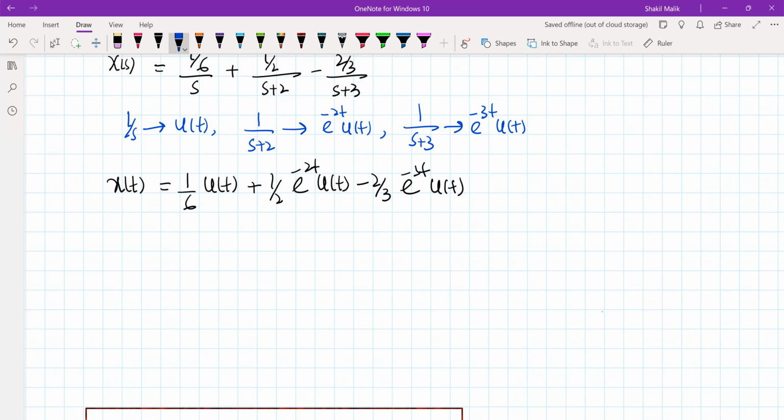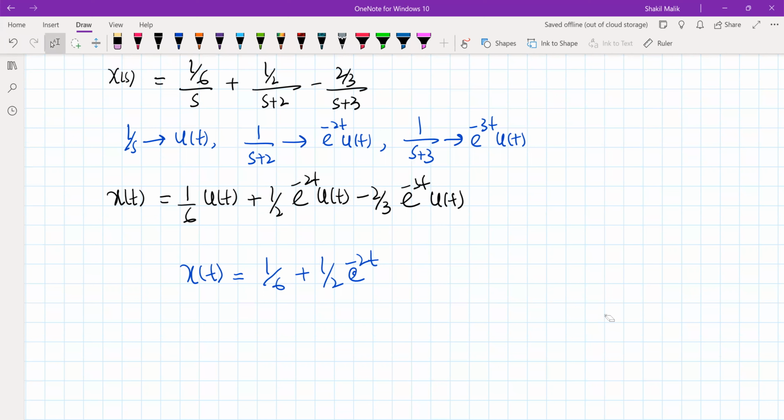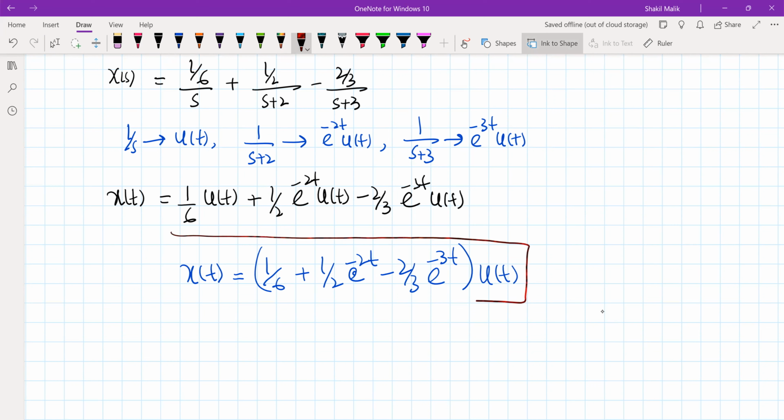So in other words, x of t we can write as 1 by 6. We'll take u of t as common, e to the power of minus 2t minus 2 by 3 e to the power of minus 3t. And outside we have u of t. That means we can write it like this, right? So this is the inverse Laplace transform of this given function.